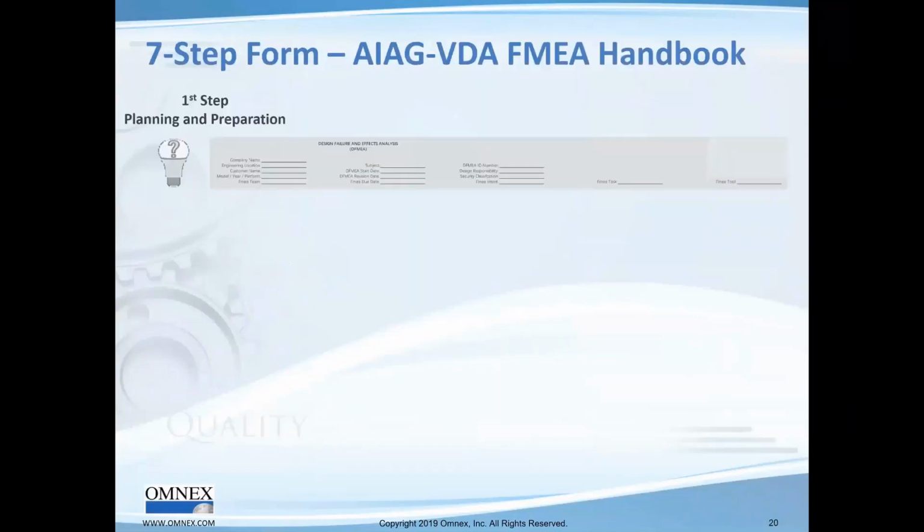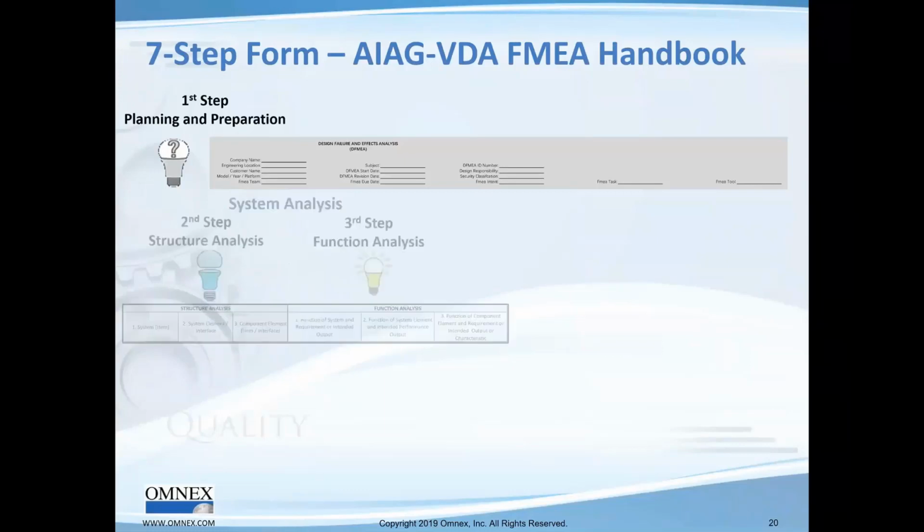Move on here. All right. So here it is. The first step is planning and preparation. And typically, there's something called 5 T's that are done here. Omnex sometimes puts the 5 T's right into the header.